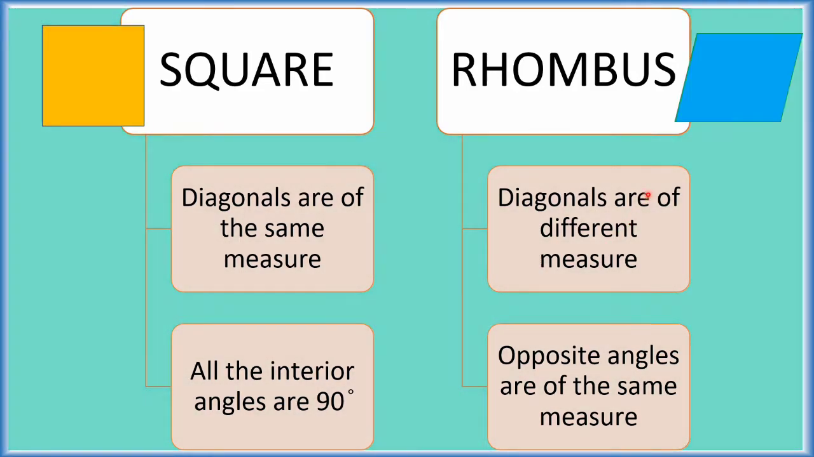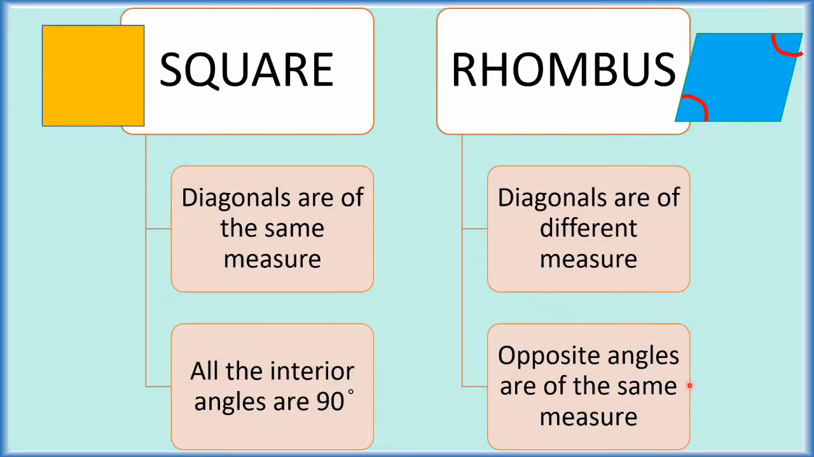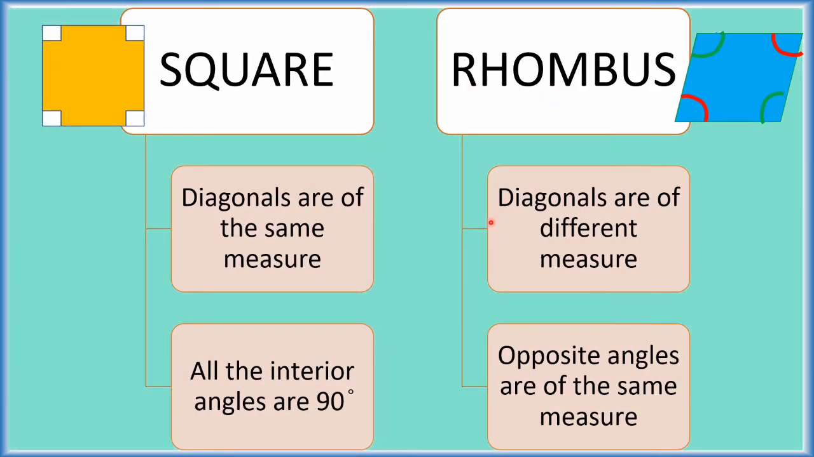See this diagram. In this rhombus, opposite angles are the same measure. But in square, all the interior angles are 90 degree. These are the differences between square and rhombus.